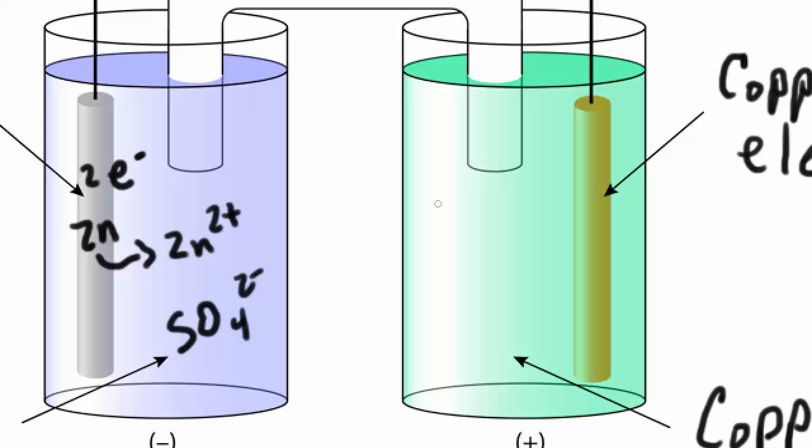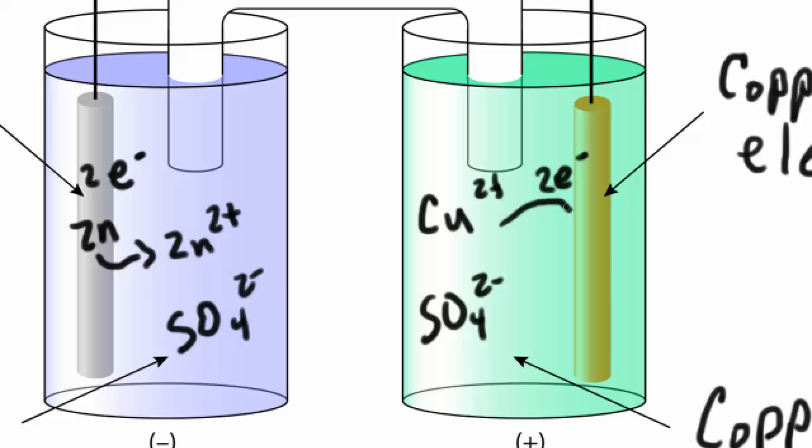Since this is copper sulfate solution, you have 2 plus copper ions floating around in the solution, along with, again, sulfate ions. And what happens over here is that these copper ions, when they bump into electrons on the surface of the electrode, become copper atoms. So that gives the electrons, in essence, some place to go. So it gives the electrons that are made over here, where the zinc electrode is at, some place to go.